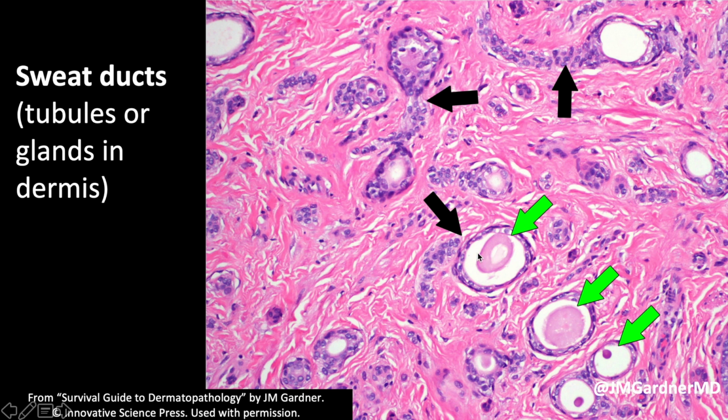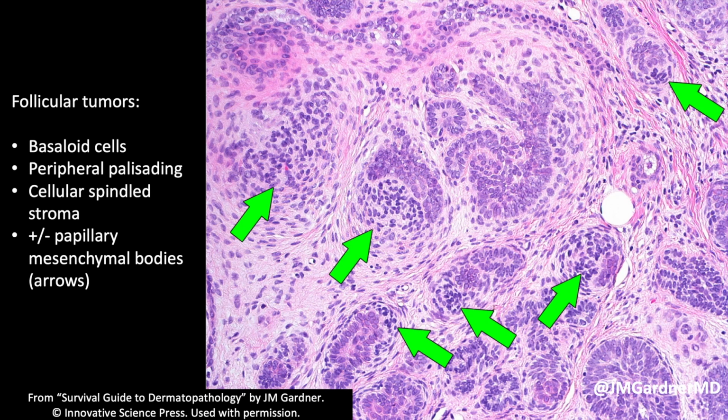And in the middle of the duct, if you're lucky, sometimes you'll see inspissated or kind of congealed, dried up sweat secretion. So this pink material here and even those little dense blobs there, that's sweat secretion in the lumen of these ducts. And in this case, this was a syringoma.